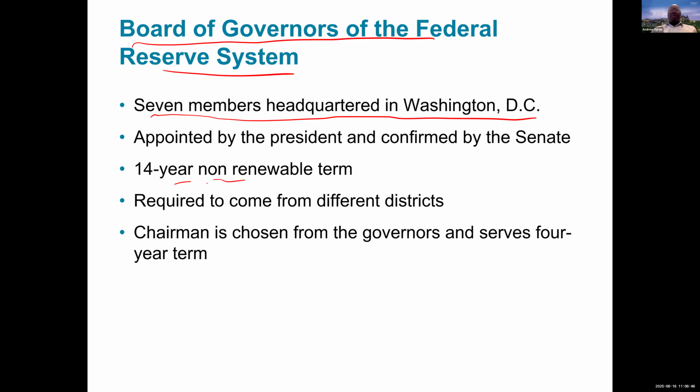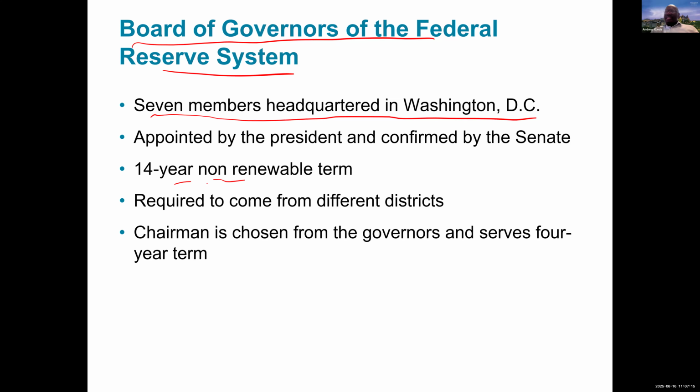Maybe one Board of Governors member might have been appointed by, let's say, President George W. Bush. They're still serving on their 14-year non-renewable term. Or maybe they were appointed by President Obama, or some of them were appointed by Biden. Some of them were appointed by Trump. We're not going to allow all 7 Board of Governors to be appointed by a single president, because we want to shield the Federal Reserve from political interference.